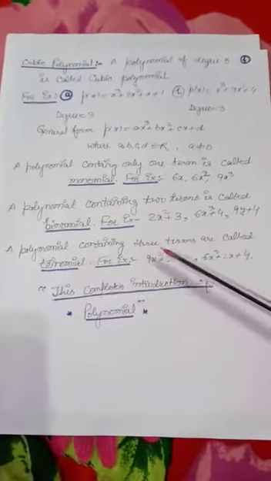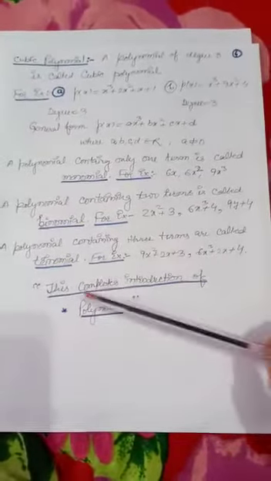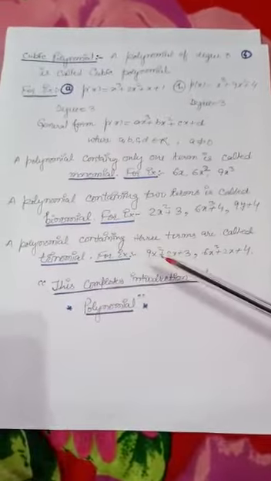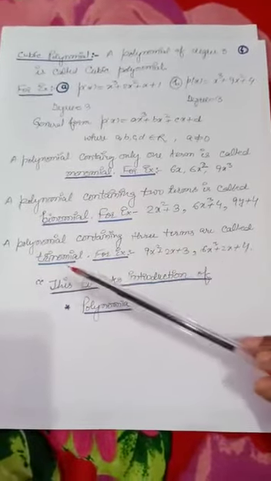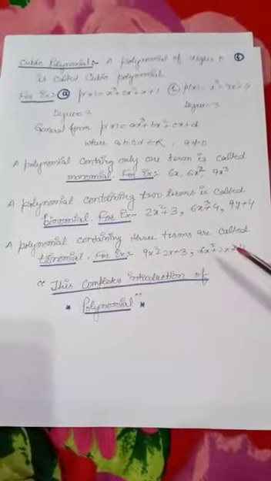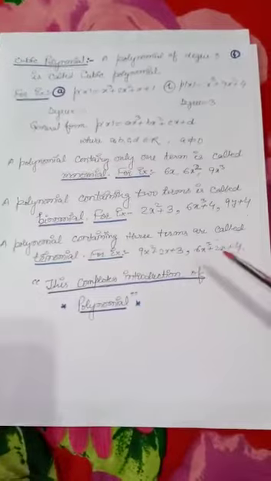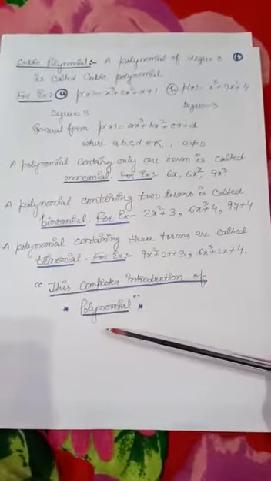A polynomial containing three terms is called a trinomial. For example, 9x square plus 2x plus 3, here the terms are 1, 2, 3, so that's why we call it a trinomial. This completes the introduction of polynomial.